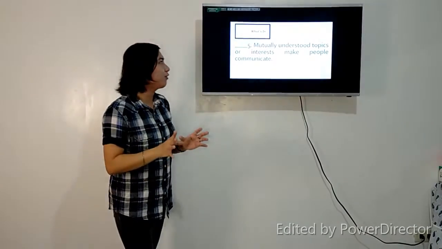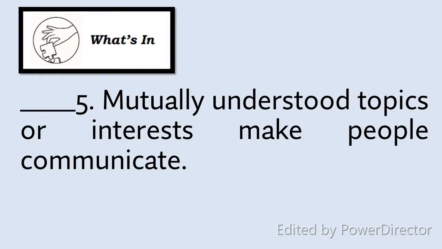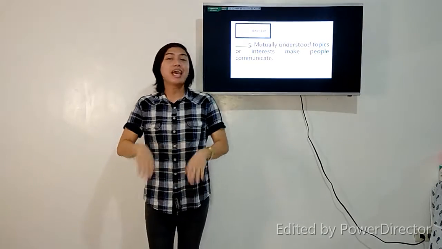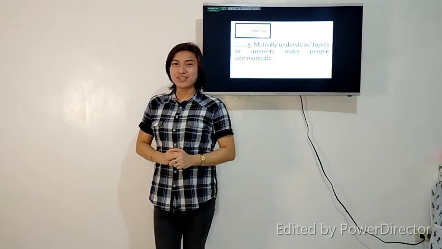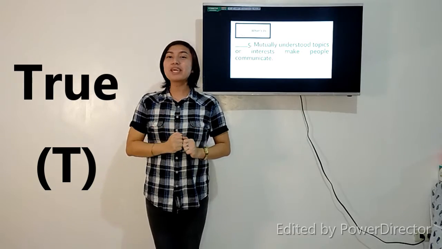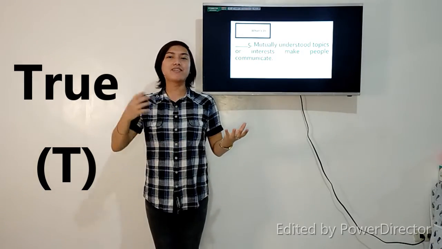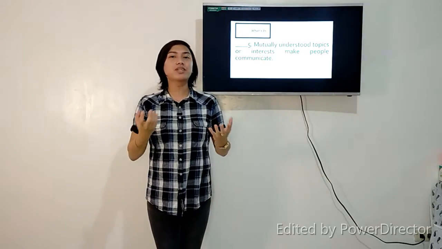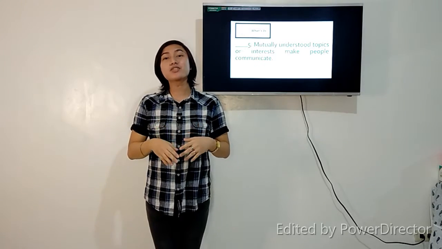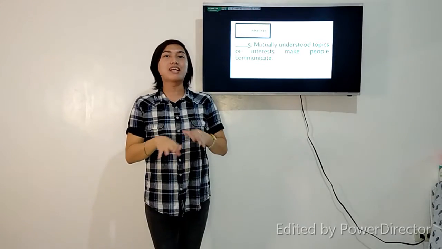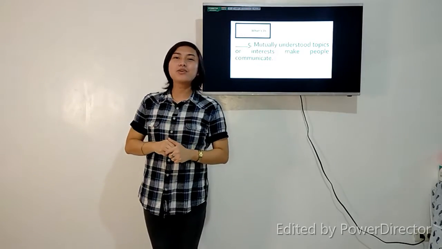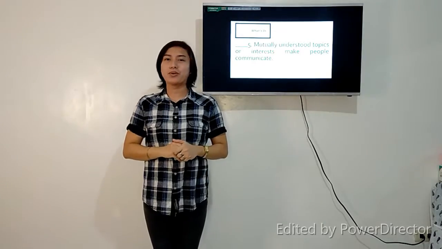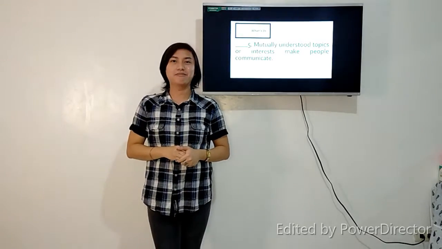Okay, for the fifth one, or the last one, we have visually understood topics or interests make people communicate. What do you think is the answer? Is it true or false? The correct answer is true. Yes, because if both the sender and the receiver have the same interests or topics, the communication process will go just fine and we can consider it as no barriers in communication. Now, we hope that you get 5 out of 5 score, but if you didn't, it's just okay.